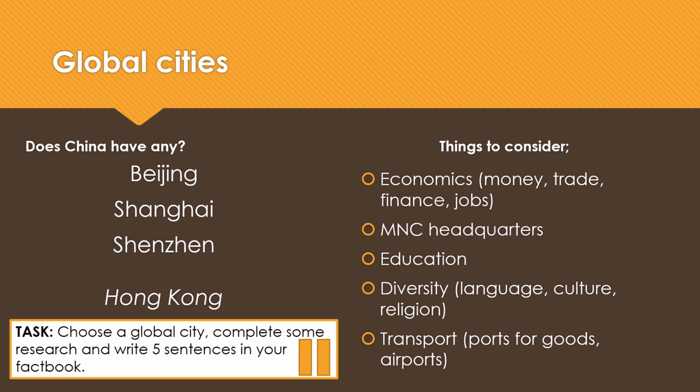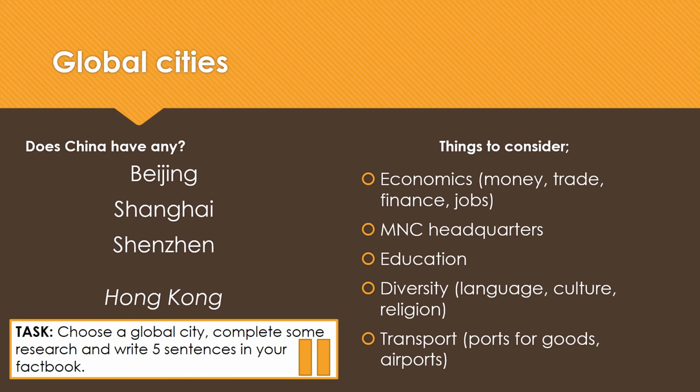So definitely sort of economics, things to do with money, trade, finance, jobs. Is there a stock market there? All of those different things is largely what makes a place a global city. Does it have any multinational headquarters? So thinking back to the last slide, do any of them have those in those cities in China?